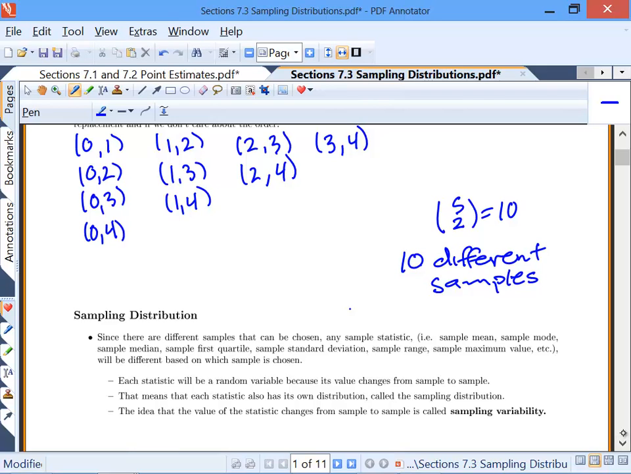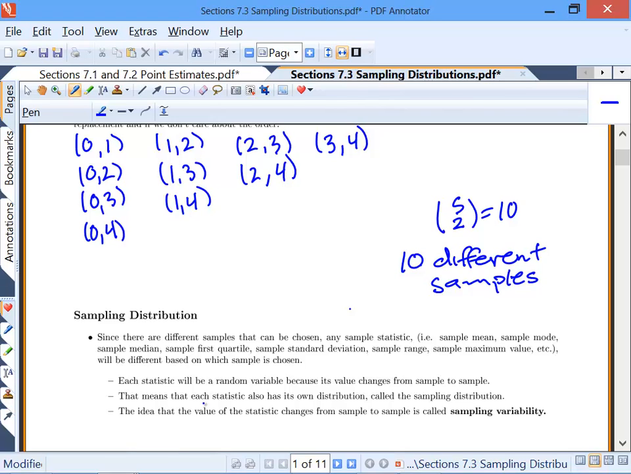Now for our sampling distribution, since there are different samples that could be chosen, any sample statistic, like your sample mean, sample median, sample mode, sample first quartile, sample maximum, any statistic that you can think of to compute, is going to have its own sampling distribution, because your statistic is going to be different based on each sample. And so because it has different possible values that it could be, it's its own random variable. Each statistic is a random variable because its value changes from sample to sample.